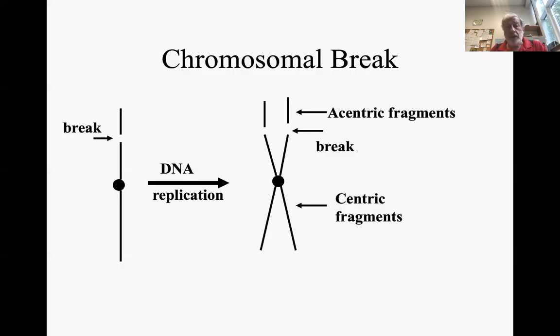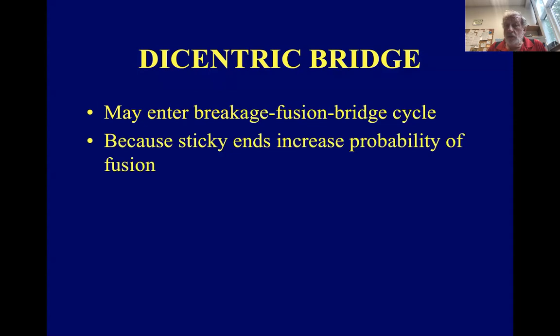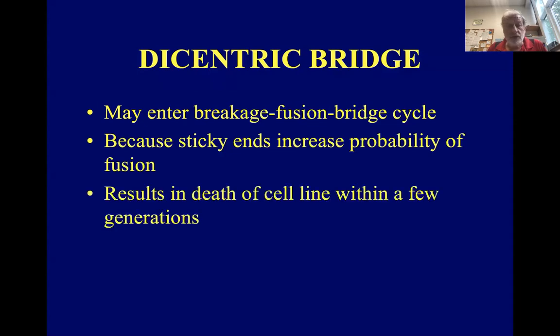So anyway, here's our break that occurs prior to DNA replication, and the break is replicated. And so now we've got a break in both sister chromatids at the same spot. And these broken ends may fuse together because remember, they are sticky ends, forming this thing called a dicentric bridge, a chromosome with two centromeres, and it may enter this breakage fusion bridge cycle where it breaks and then reforms and then breaks again in between cell divisions. And this usually results in the death of that cell line in a few generations.